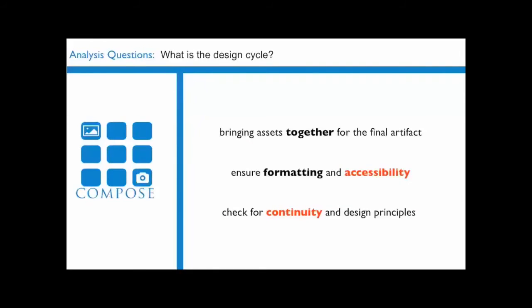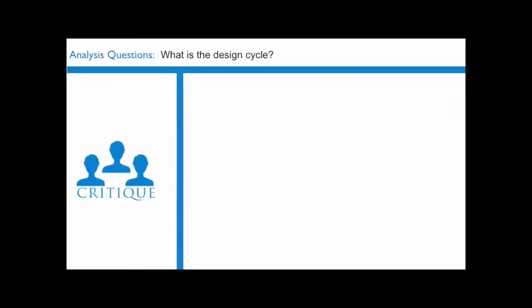The fifth and final stage of the design cycle is the sharing and critique stage. This is where things start to get interesting. This is the stage where you share your artifact with others in order to get feedback. This can be with other designers, families, friends, the client with whom you're working.